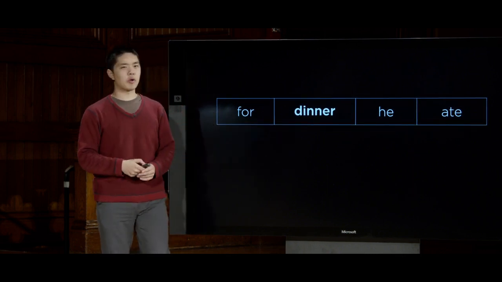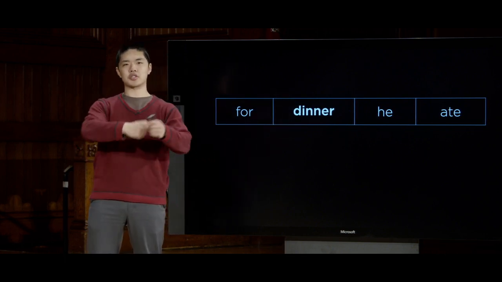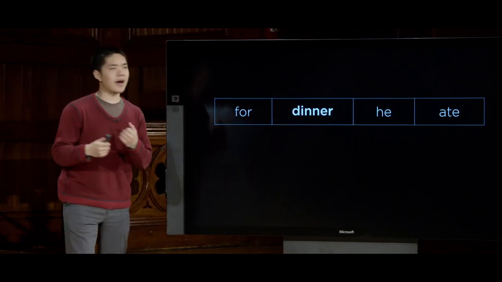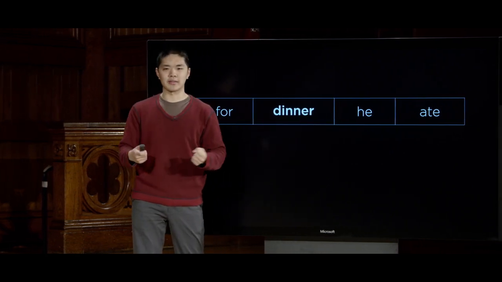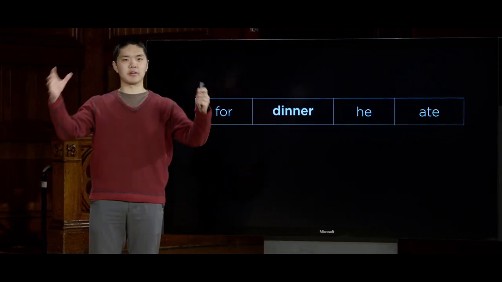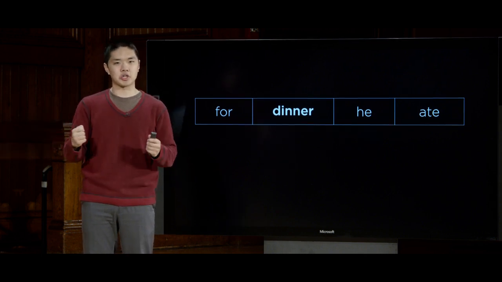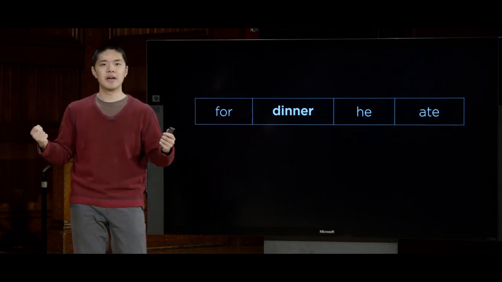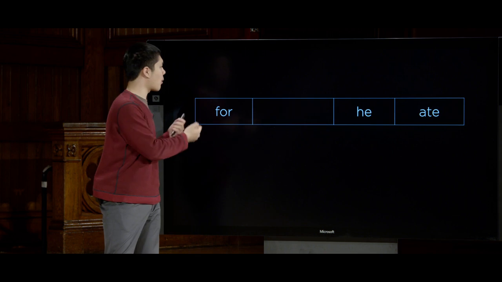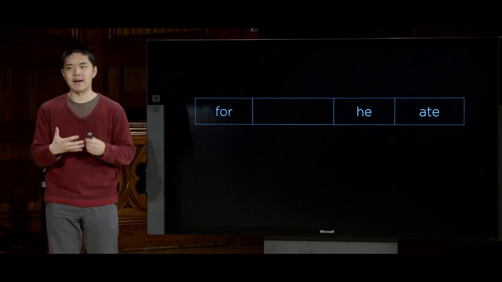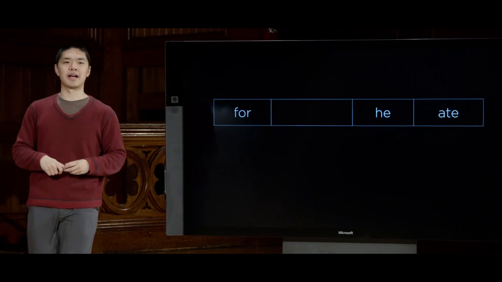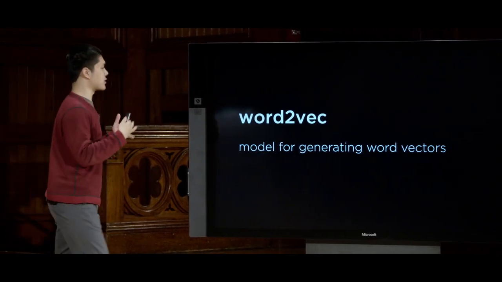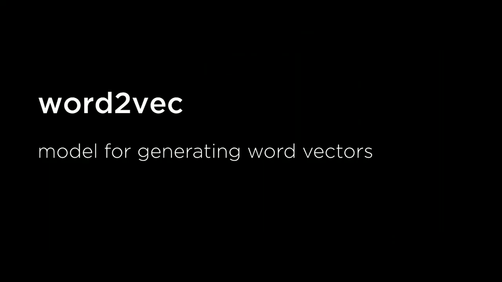And so if we want to define, what does lunch or dinner mean, we can define it in terms of what words happen to show up around it. That if a word shows up in a particular context and another word happens to show up in very similar contexts, then those two words are probably related to each other. They probably have a similar meaning to one another. And this then is the foundational idea of an algorithm known as word2vec, which is a model for generating word vectors.